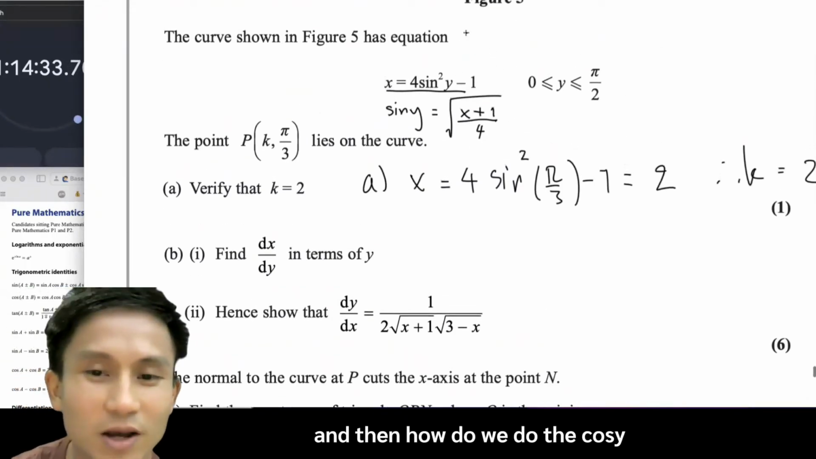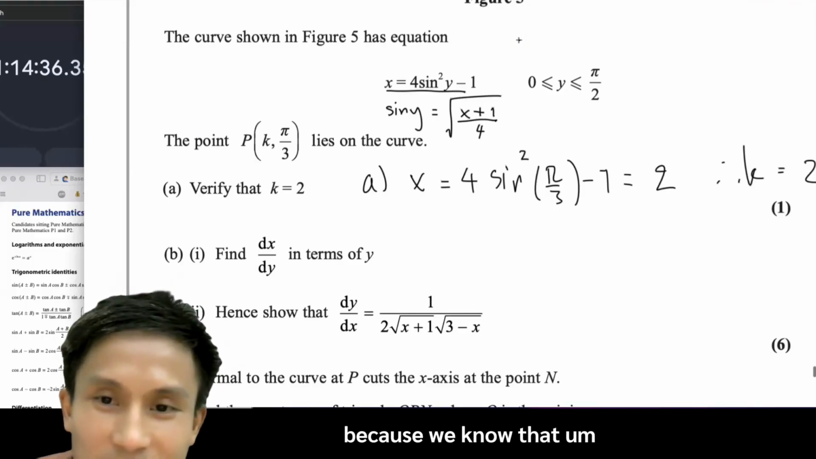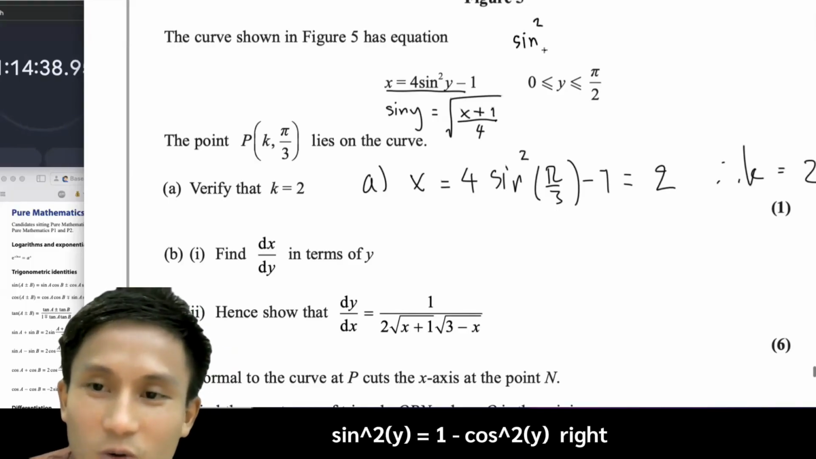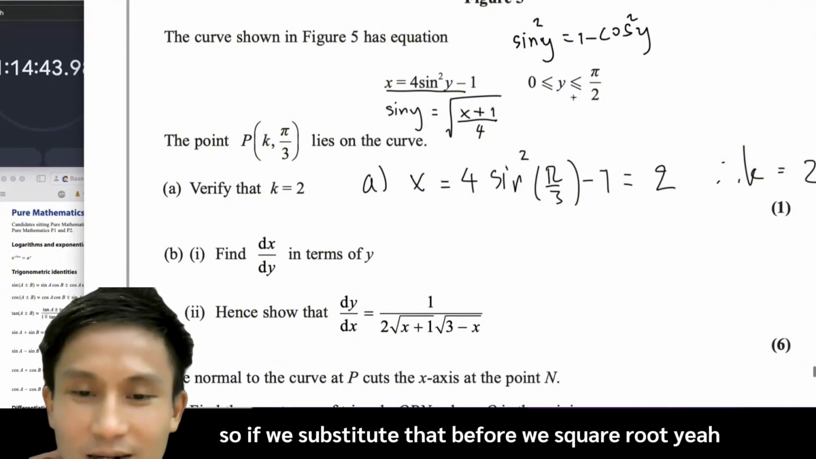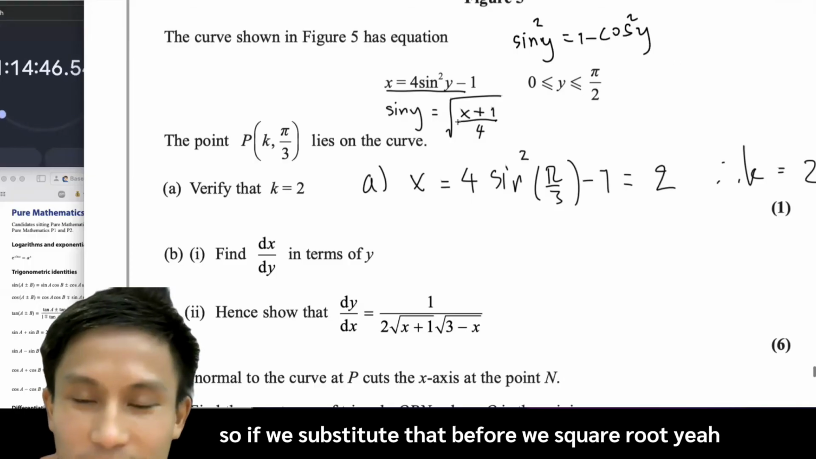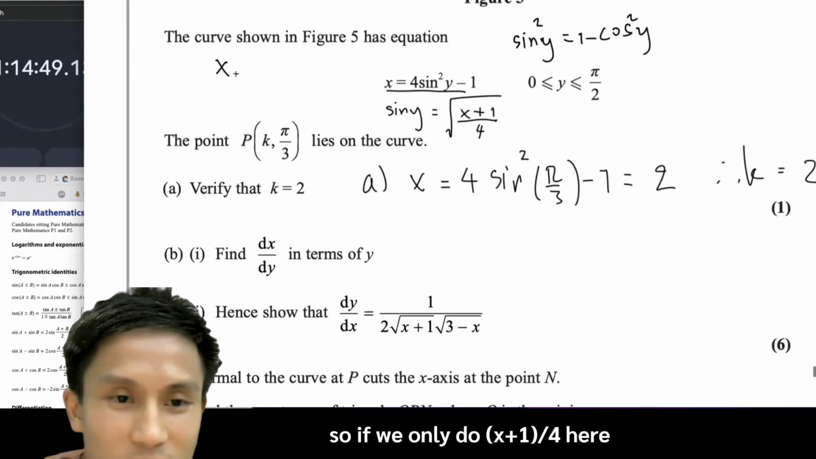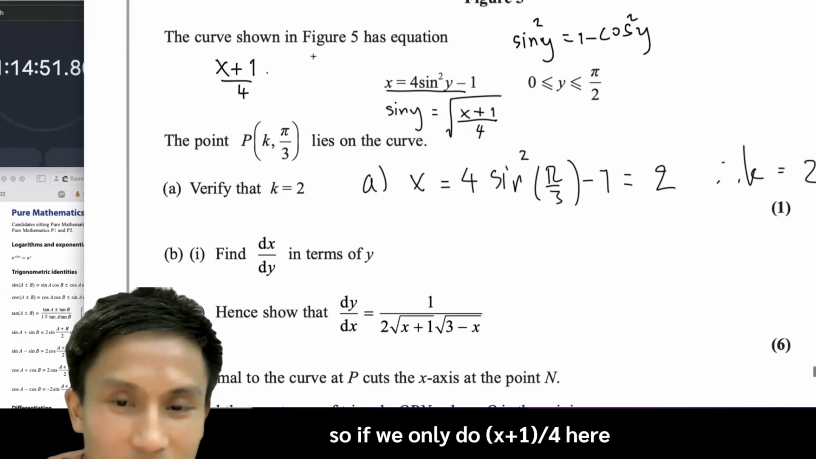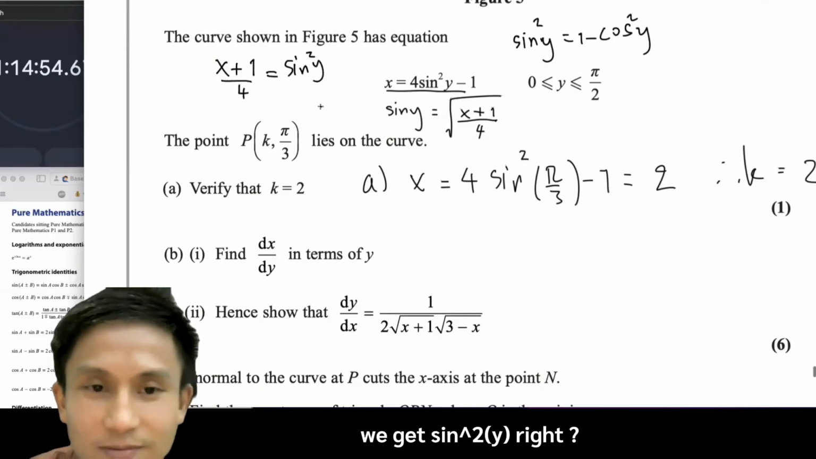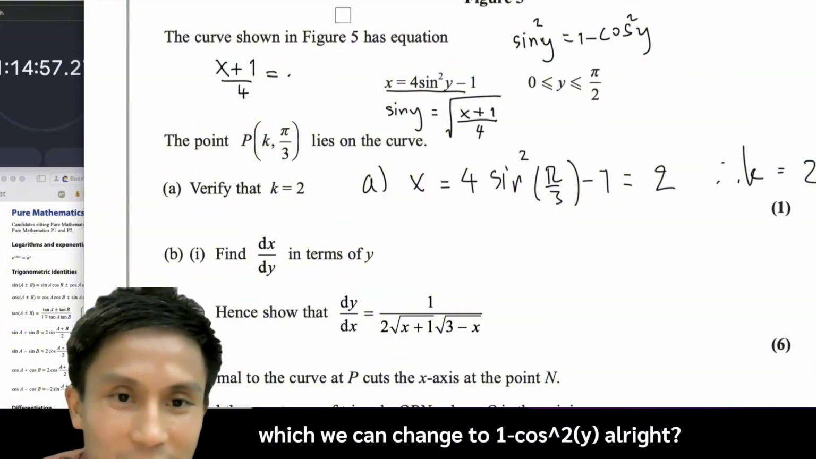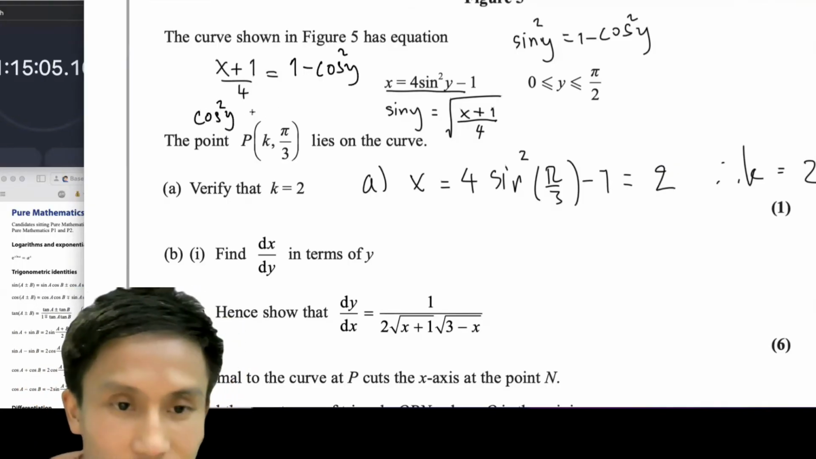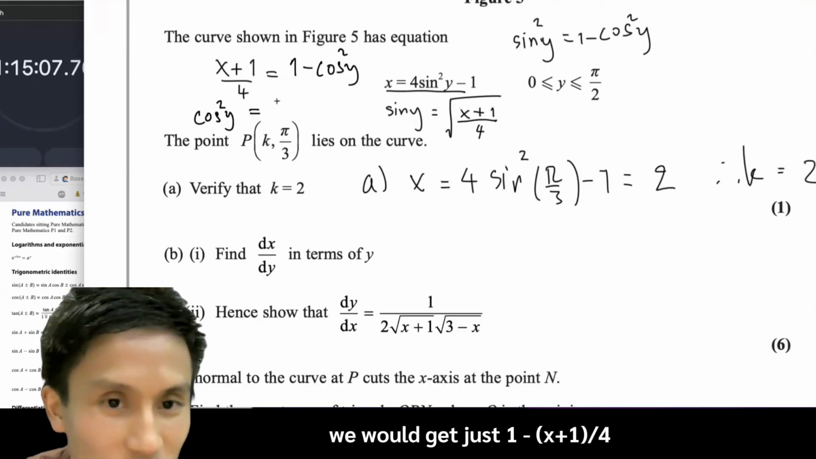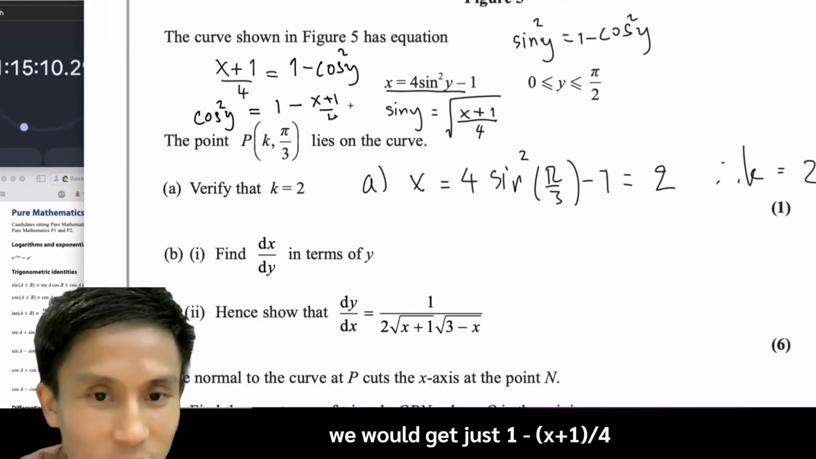And then how do we do the cos y? Because we know that sine squared y is 1 minus cos squared y. So if we only do (x plus 1) over 4 here, we get sine squared y, which we can change to 1 minus cos squared y. And then if we isolate the cos here, we would get just 1 minus (x plus 1) over 4.